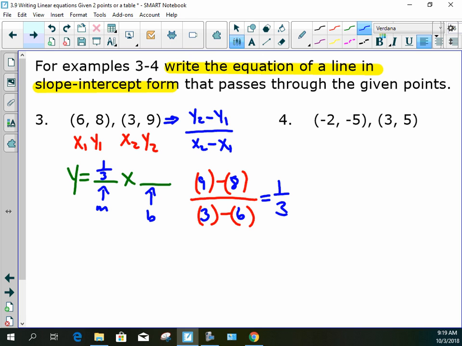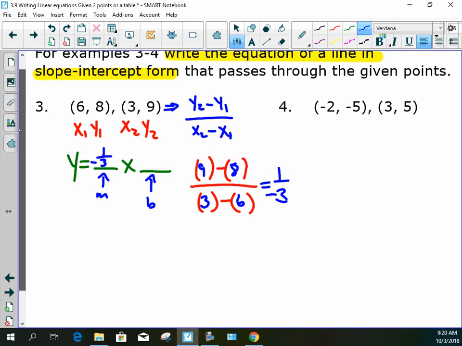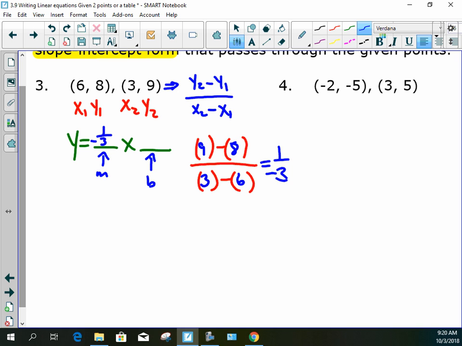Oh, very good, because that's a negative 3. So thank you. Negative 1 over 3. Have I found my y-intercept? No, I have not. How do I find my y-intercept? Well, this is the important part.